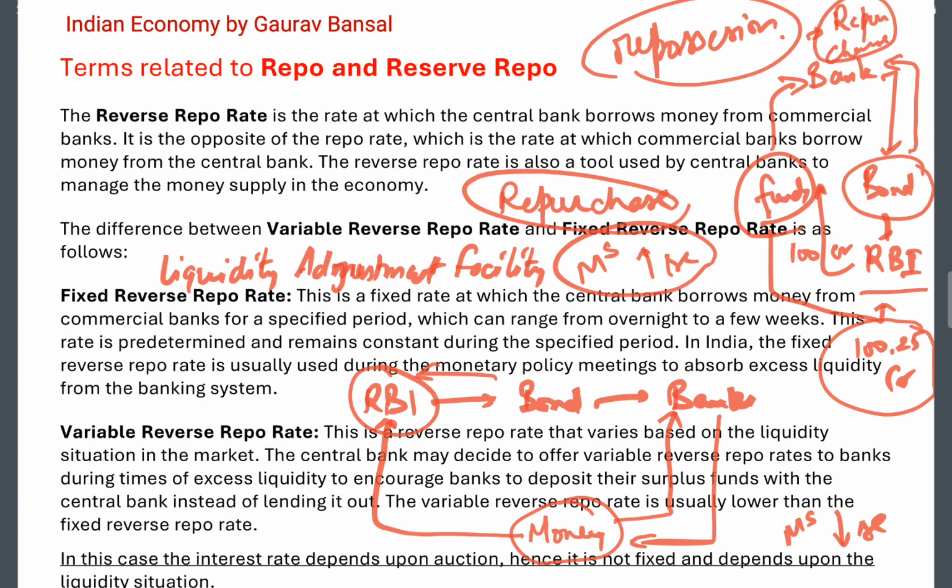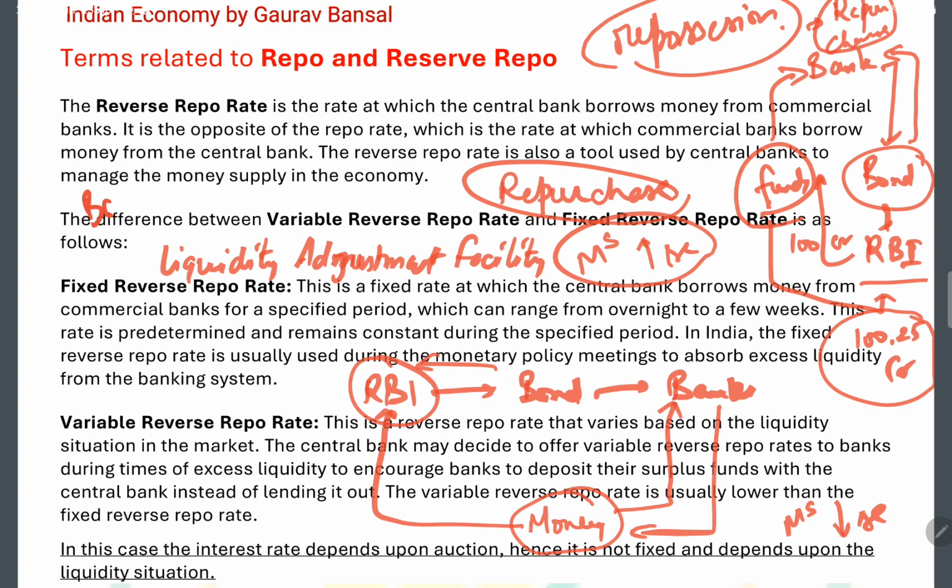In that, it announces the bank rate. Okay, it announces the repo, the reverse repo, the MSF, marginal standing facility, and the standing deposit facility, SDF. So these plus repo, reverse repo plus bank rate. So these are the 5 rates that the RBI decides.